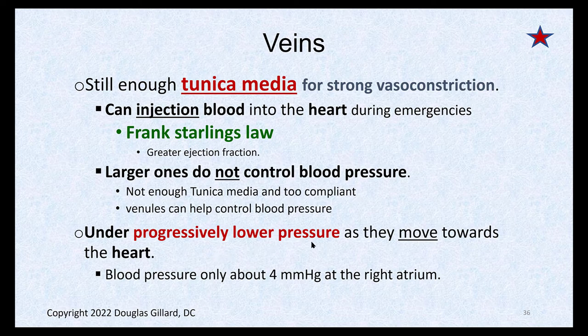Blood leaves the aorta at about 140 millimeters of mercury. It comes back through the venous system. By the time it hits the right atrium, it's only 4 millimeters of mercury. So there's barely any pressure there at all.